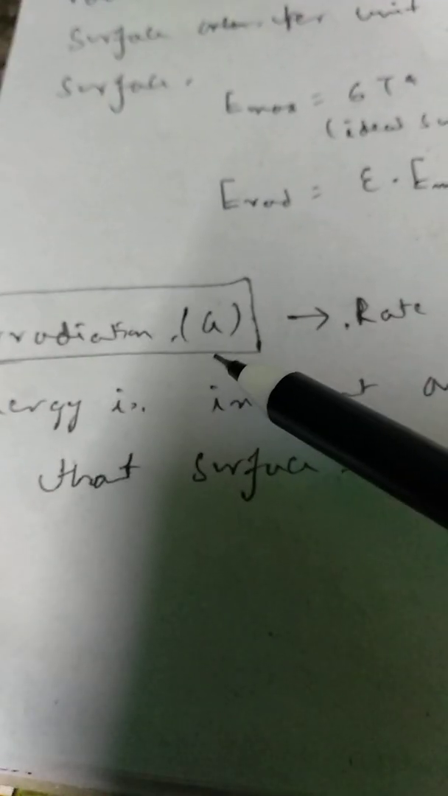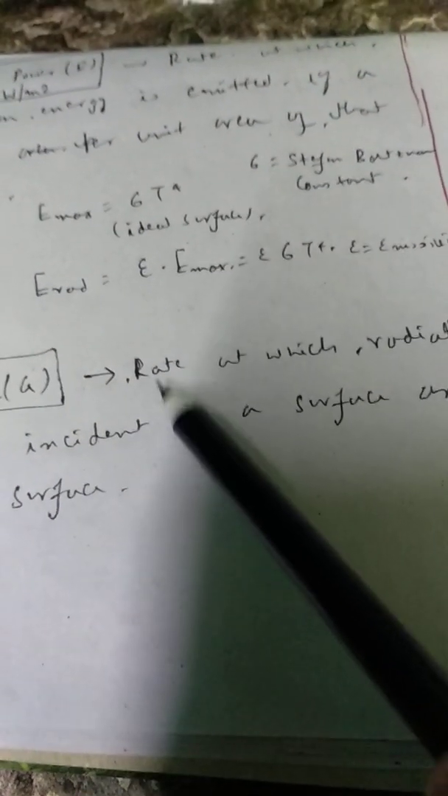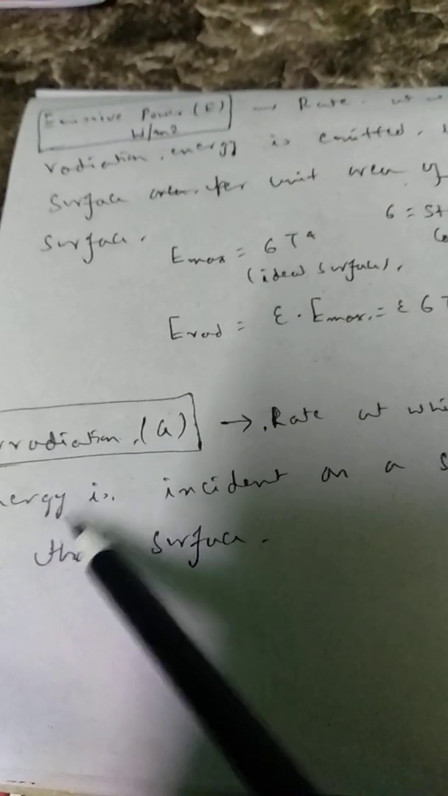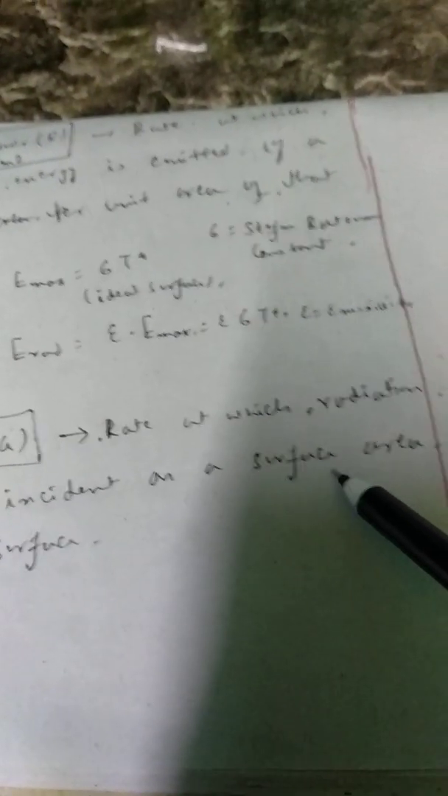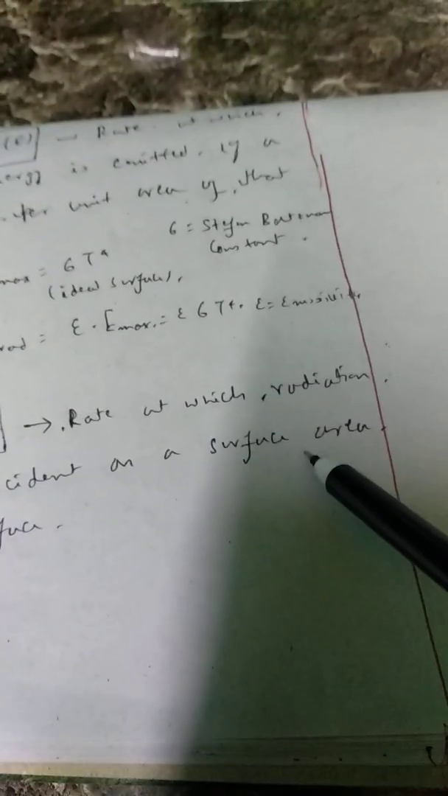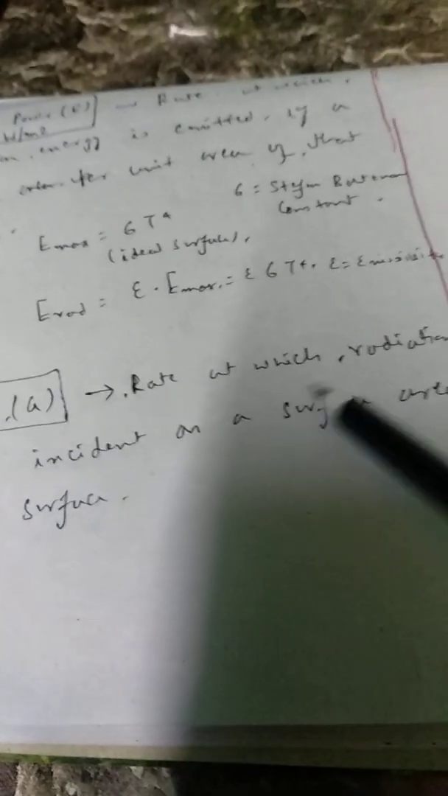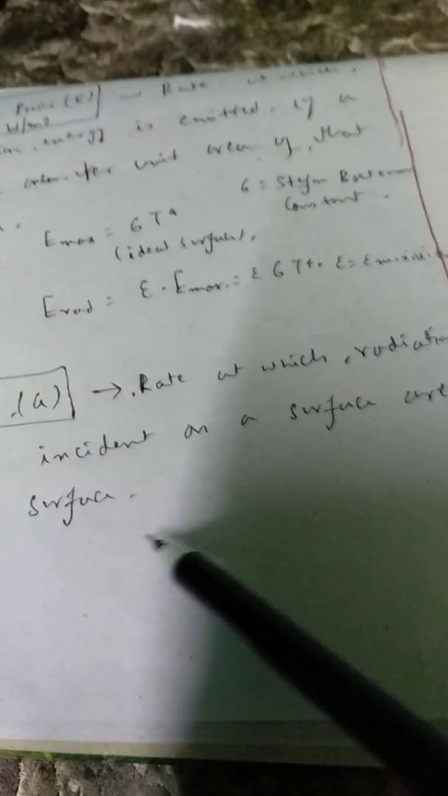Okay, so the next definition of heat flux which we will study is irradiation. This is the second definition. So what is this irradiation? Irradiation is the rate at which the radiation energy is incident on a surface per unit area of that surface.